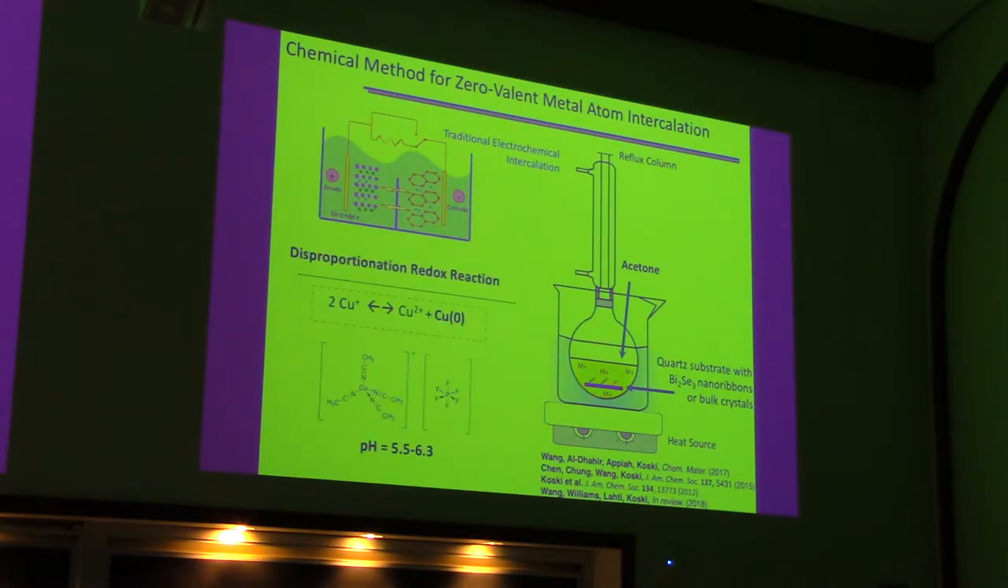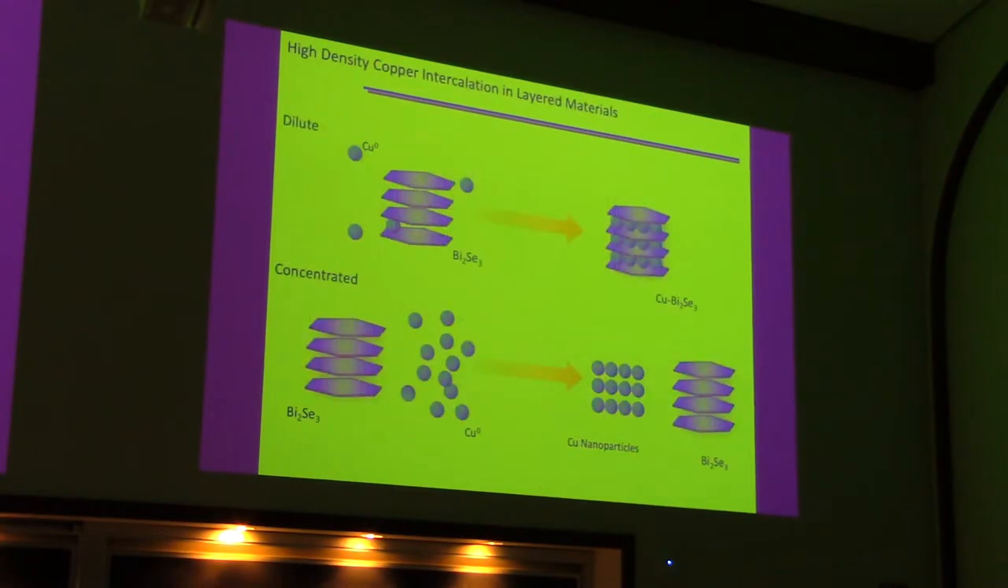We do a disproportionation redox reaction of copper. Believe it or not, you learn this one in general chemistry. So copper plus one disproportionates to copper two plus and copper zero. So we use this salt, tetrakis acetonitrile copper hexafluorophosphate. That's a copper plus one salt that's air stable. You can also use copper iodide. That works just as well. We do this at a pH of about 5.5 to 6.3, which is very close to neutral, but not quite, just so that we get as much copper zero as possible. And that copper zero will actually go in.